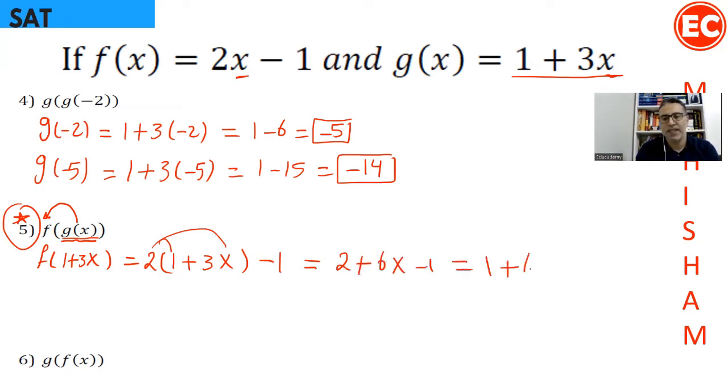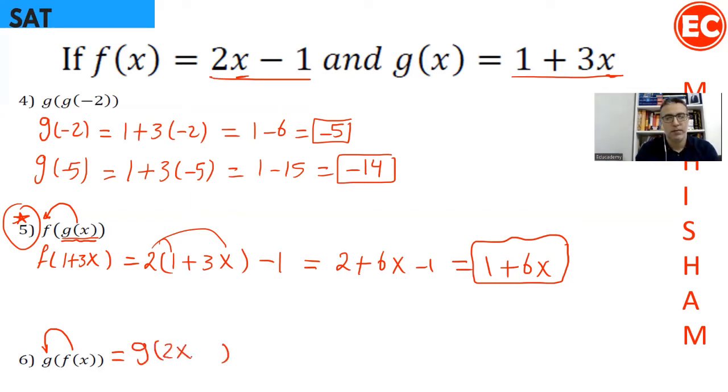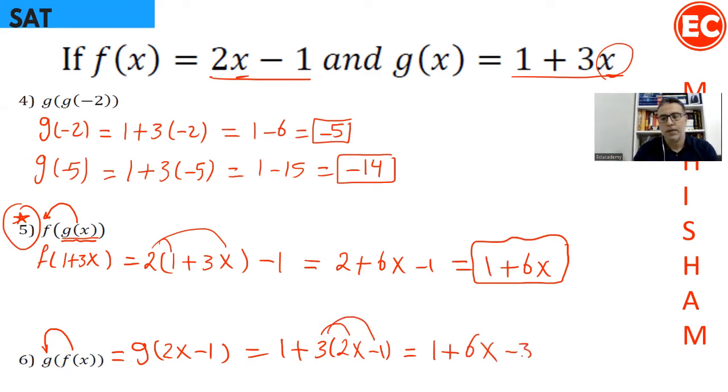So it's 1 plus 6x. What about g of f of x? G of f of x means replace f as a function into g. So it's g, and what is the value of f of x? 2x minus 1. So I'm going to replace this x with 2x minus 1. So it's equal to 1 plus, expand, so it's 6x minus 2.